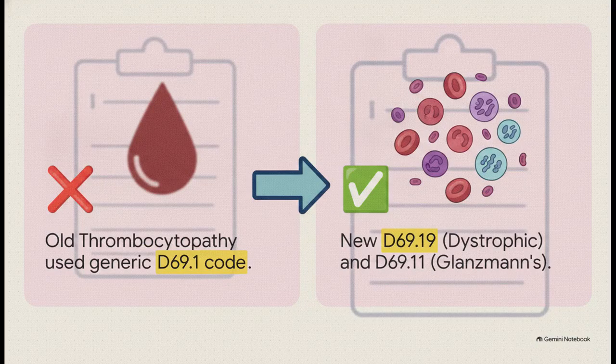Here's a quick but super important reminder to update your hematology cheat sheets. The old generic D69.1 code for qualitative platelet defects has been expanded for much better accuracy. So that old general thrombocytopenia code is officially out. The new indexing points dystrophic or granulopenic issues straight to D69.19, while Glanzmann's thrombasthenia gets its own dedicated shiny new code at D69.11. It might seem like a small shift on paper, but it is an absolutely vital one for ensuring clean claims processing.